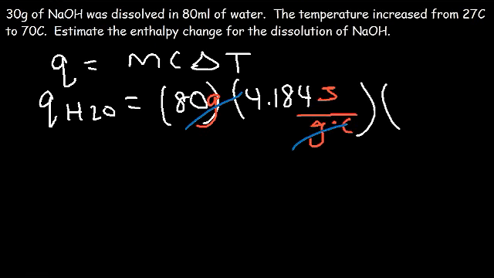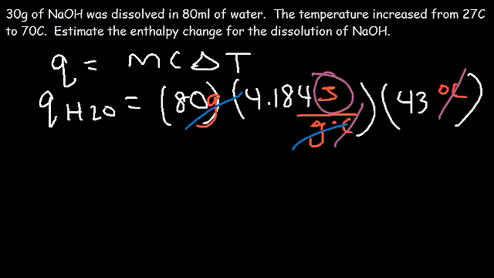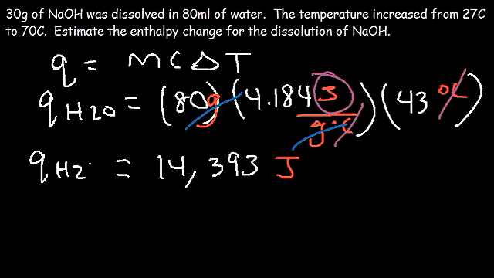The temperature change for this reaction is the final minus the initial temperature. So 70 minus 27, that's a temperature change of 43 degrees Celsius. So the unit Celsius will cancel. Therefore, Q is going to be in joules. So 80 times 4.184 times 43, that's about 14,393 joules. So that's how much heat energy was absorbed by the water.